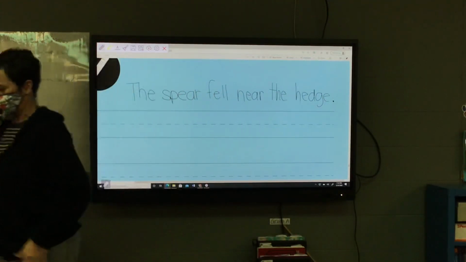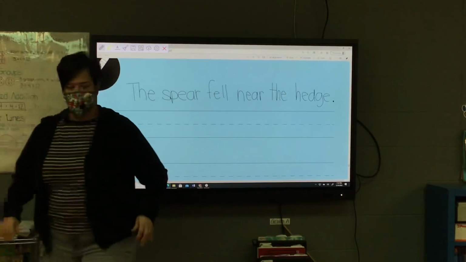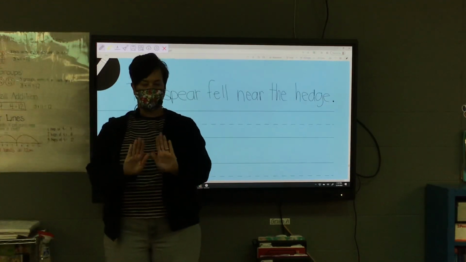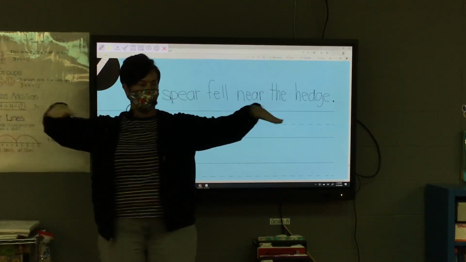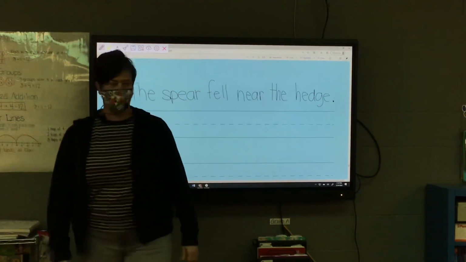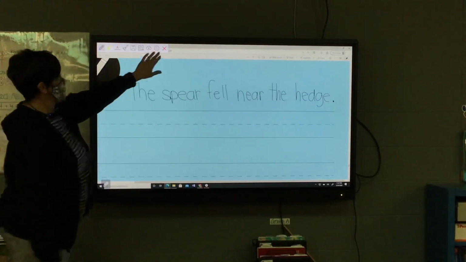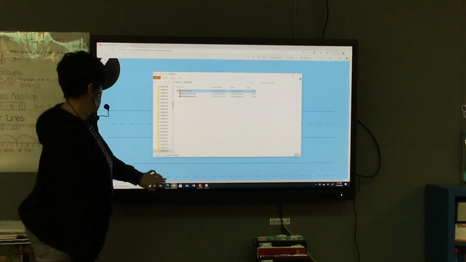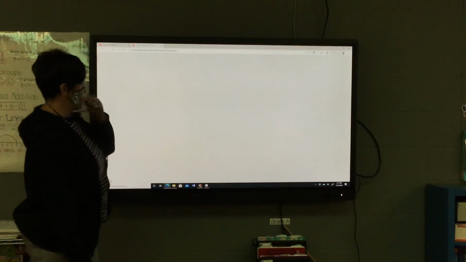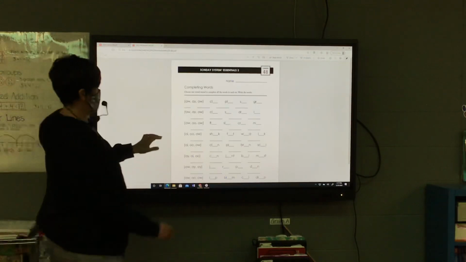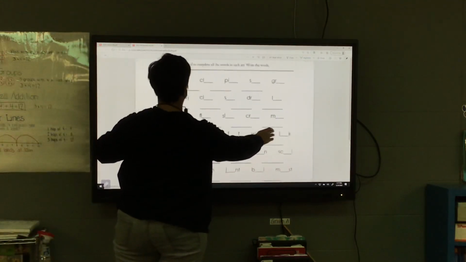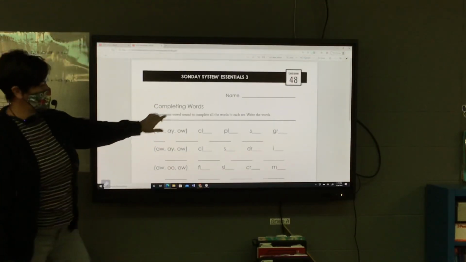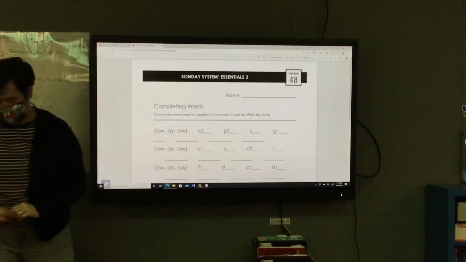What is a hedge? A hedge, it's those type of shrubs that you see that people cut so that they're flat on the front and flat on the top. Alrighty, now what I want you to do is go to your phonics packet and look at the lesson 48 page.